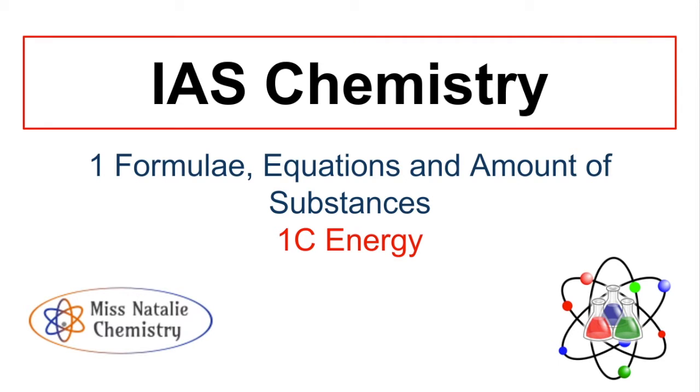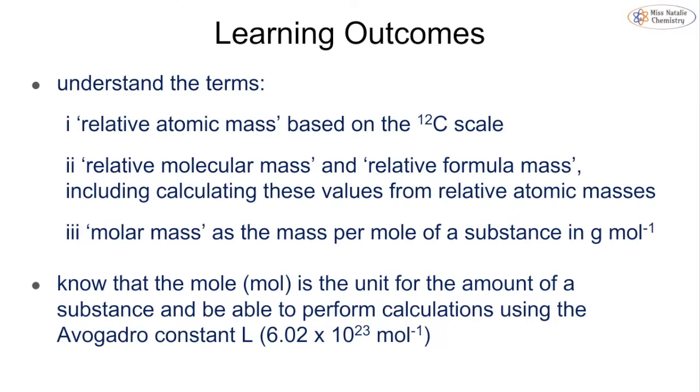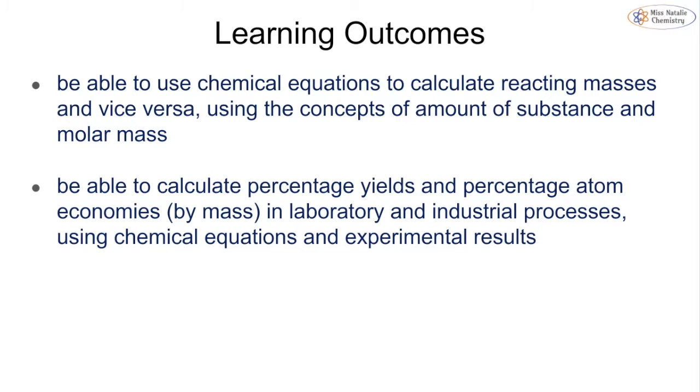In this video, we're going to be looking at topic 1C, which is energy and specific calculations as part of the IAS chemistry course from Edexcel. So we're going to be looking at a number of different outcomes: how we can understand the terms relative atomic mass, molecular mass, formula mass, and molar mass, being able to perform calculations using Avogadro's constant, to be able to use chemical equations to calculate reacting masses, and how to calculate percentage yields and atom economy.